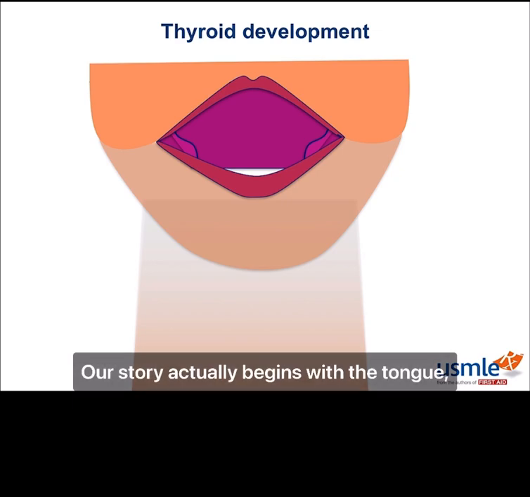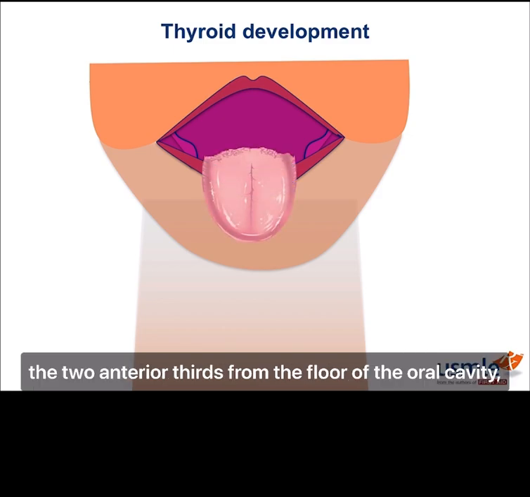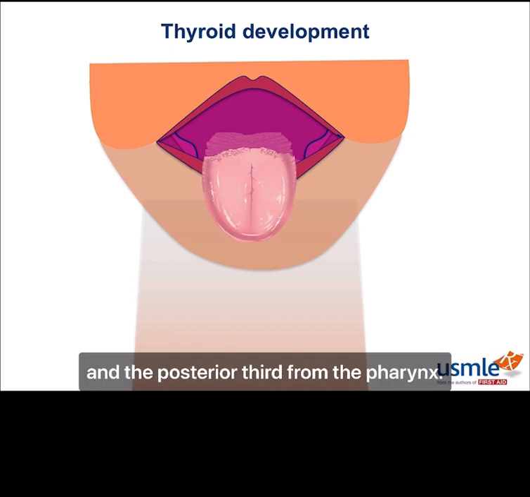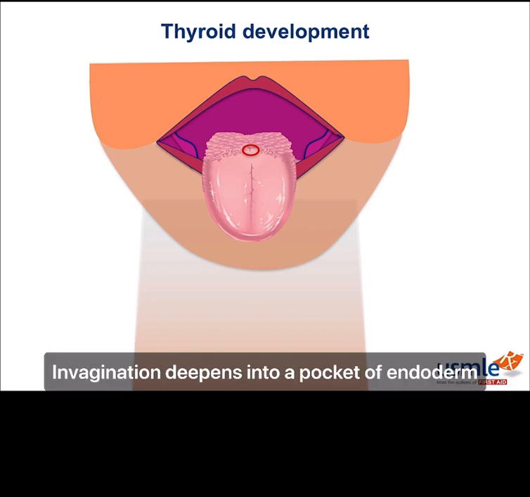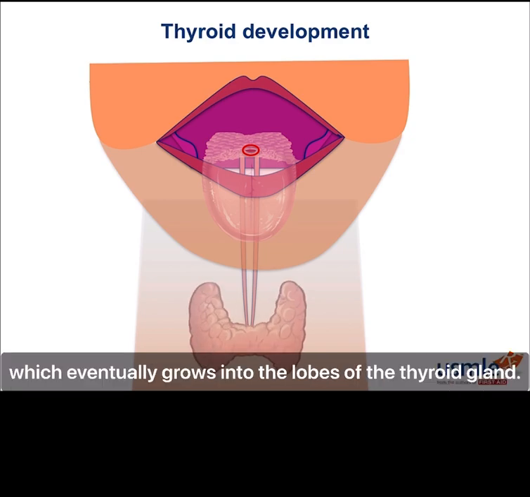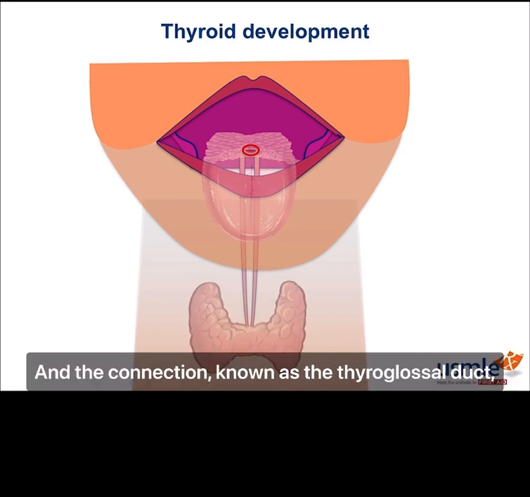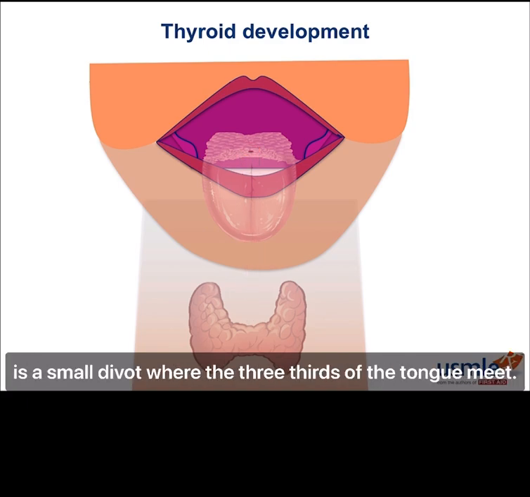Our story actually begins with the tongue, which, as you may know, is born in 3 parts: the 2 anterior thirds from the floor of the oral cavity, and the posterior third from the floor of the pharynx. But at the midline, where all 3 parts of the tongue meet, an invagination occurs. The invagination deepens into a pocket of endoderm called the thyroid diverticulum, which eventually grows into the lobes of the thyroid gland. And the connection, known as the thyroglossal duct, should normally be obliterated, and all that remains is a small divot where the 3 parts of the tongue meet.